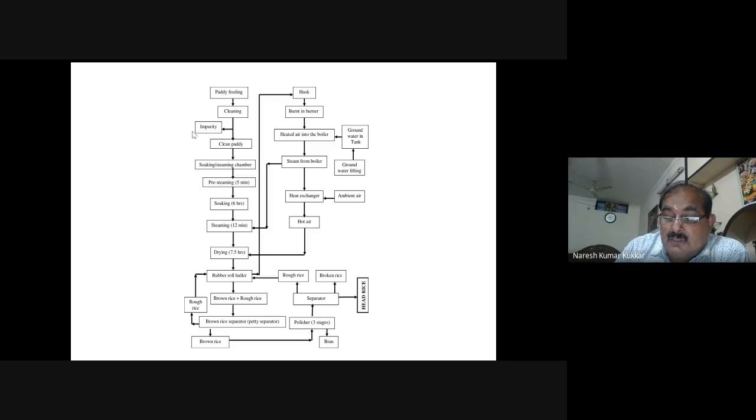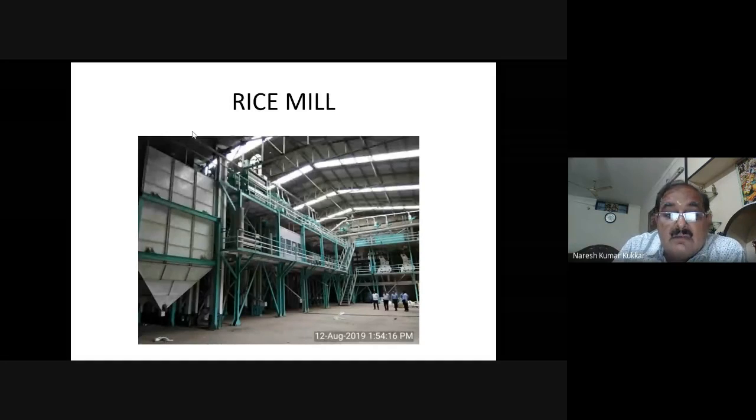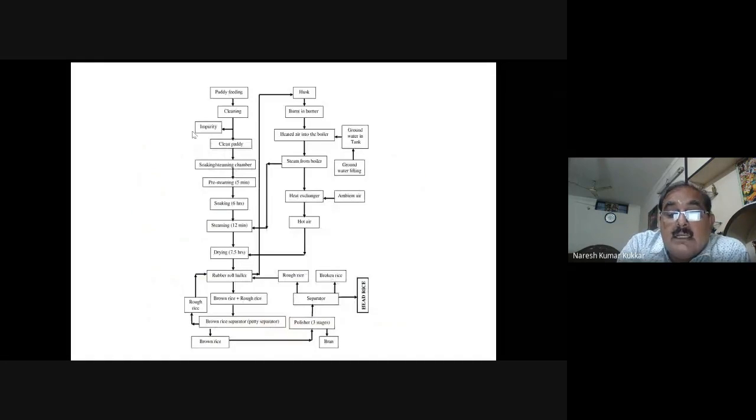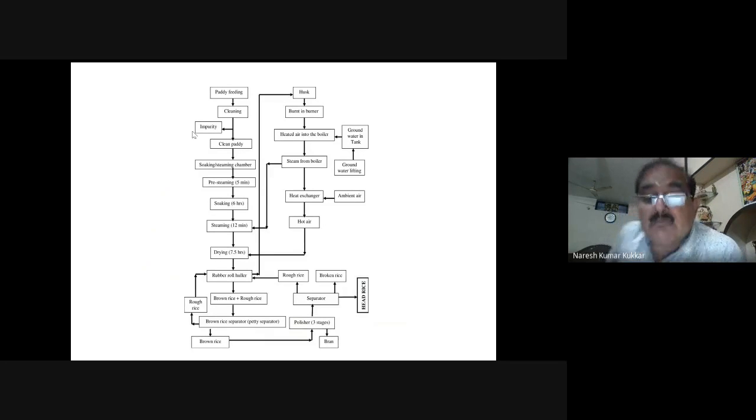I have a picture for that or not. Check. It's not here. This is actually a sheller plant we're seeing, and the whole process given above up to drying is done in a sheller plant. Then I will discuss one by one what happens in the sheller plant.